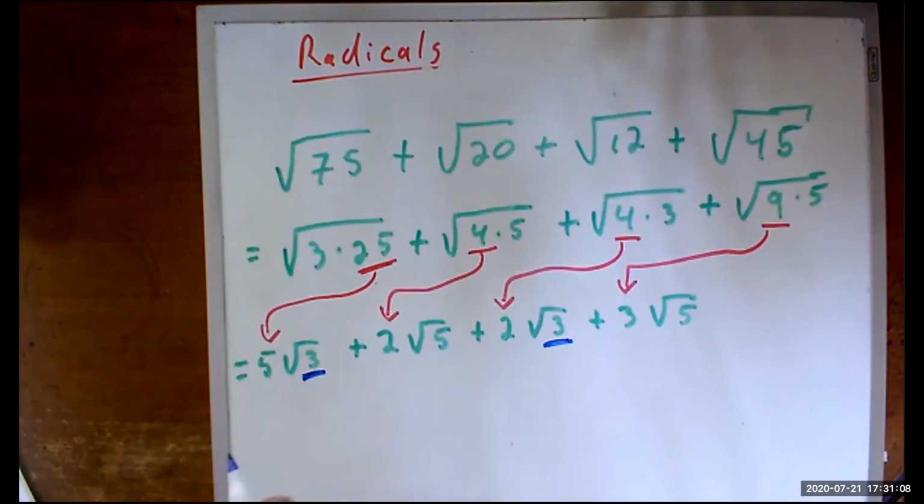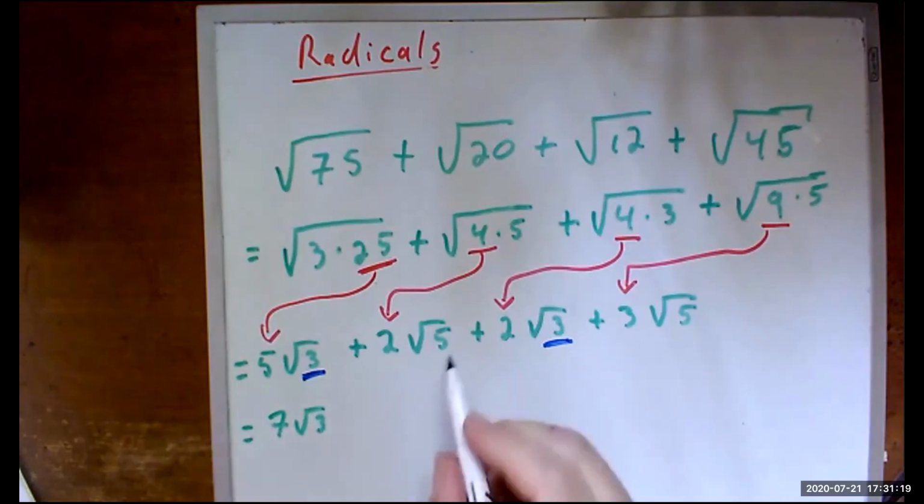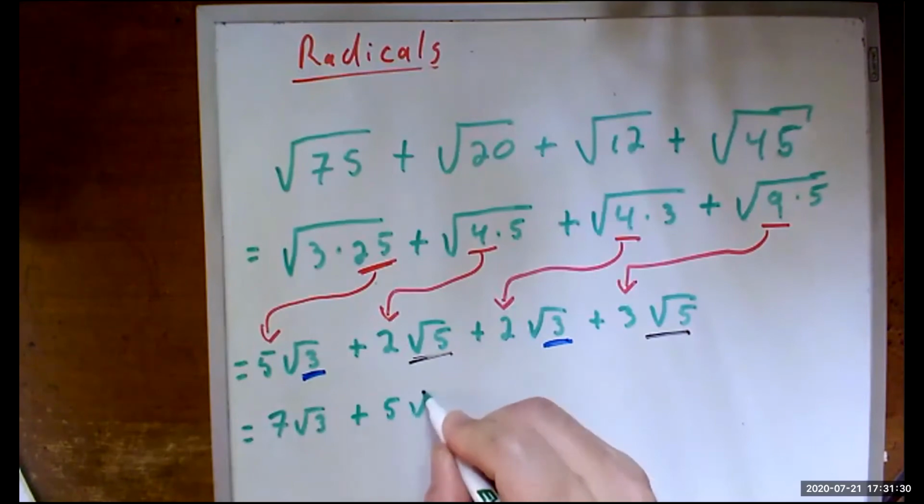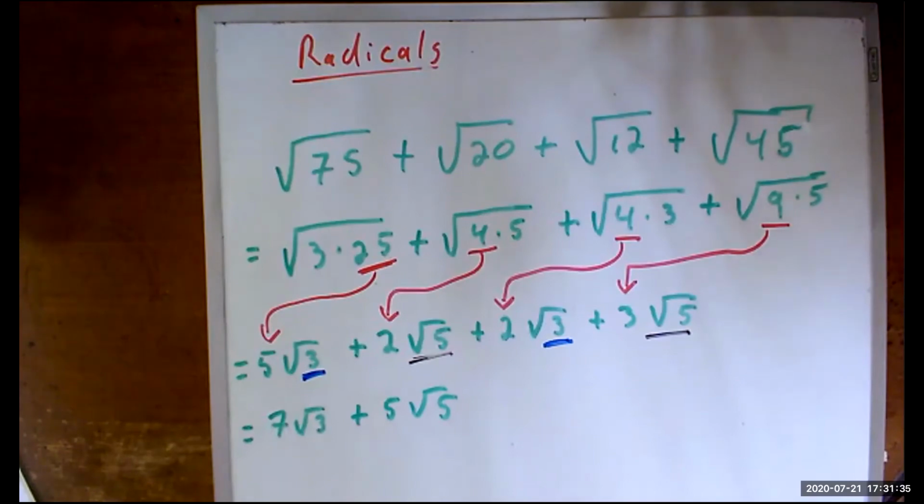Now that I've done that, I look for things where I can put stuff together. So in this case, my square root of 3 terms, I can put the 5 and the 2 together, and I end up with 7 root 3. Same thing happens with my square root 5's. Those are the same, so I can put these together, and I end up with 5 square root 5. And then there's nothing else that simplifies, so we're done.